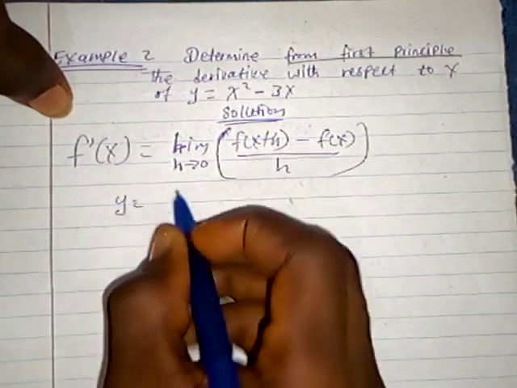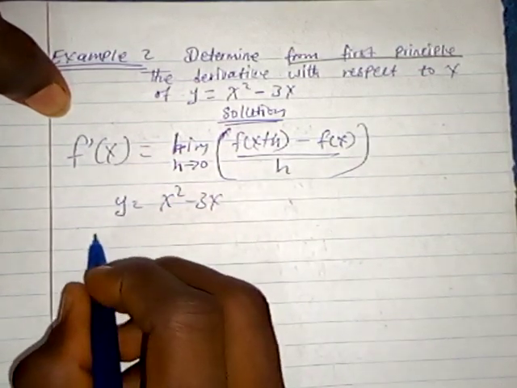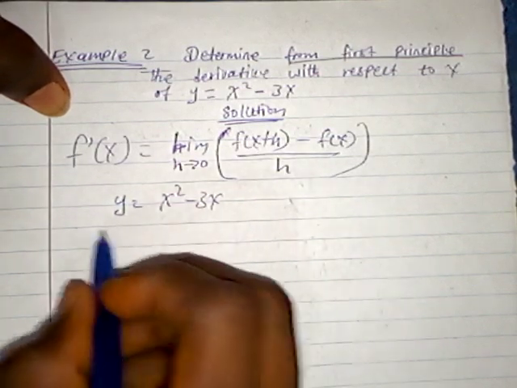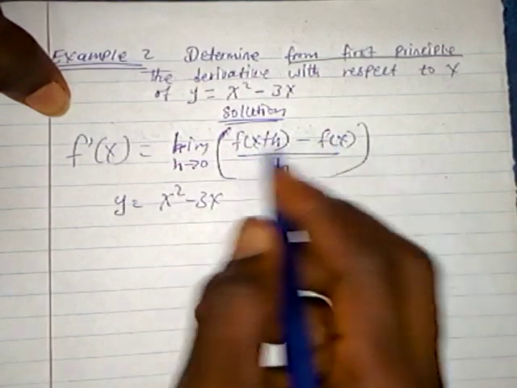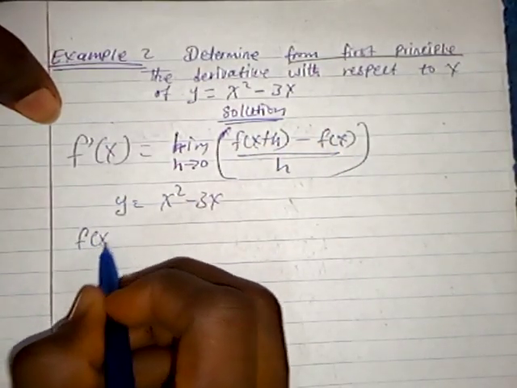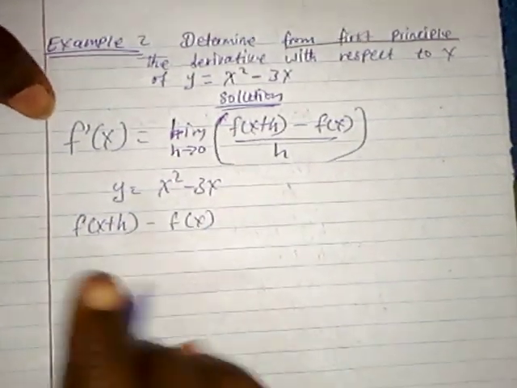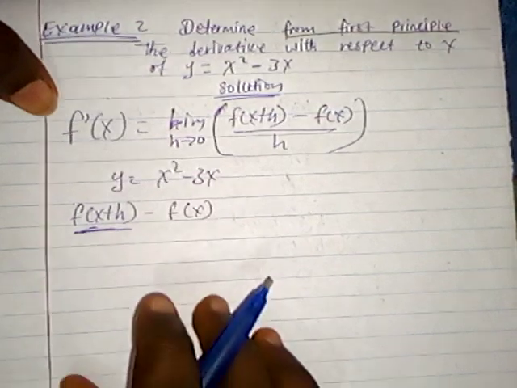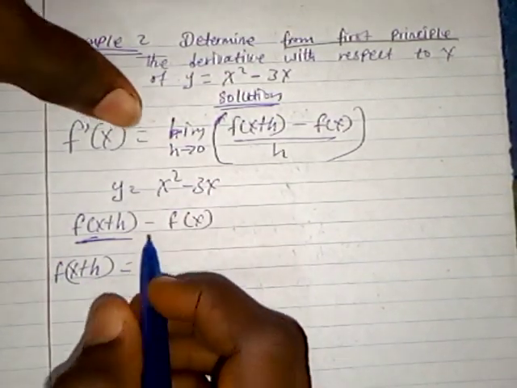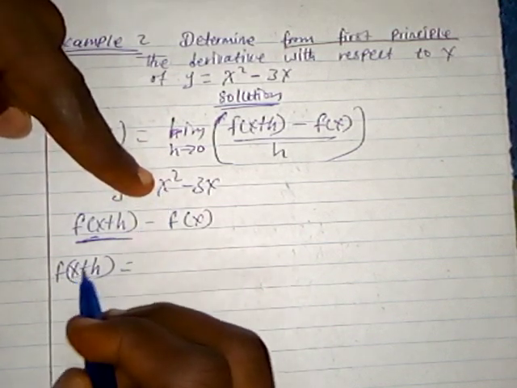Now what is the function? The function is y = x² - 3x. So what are we going to do now? We bring the numerator, the same thing we did in example 1. So f(x + h), sorry, the numerator. Good. Now we solve first for this. Now we say f(x + h). We use the function: anywhere we see x, we are going to put x + h.